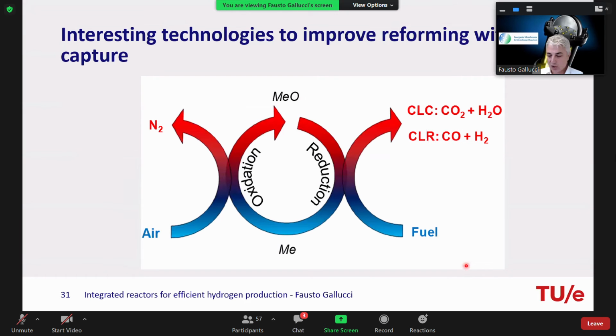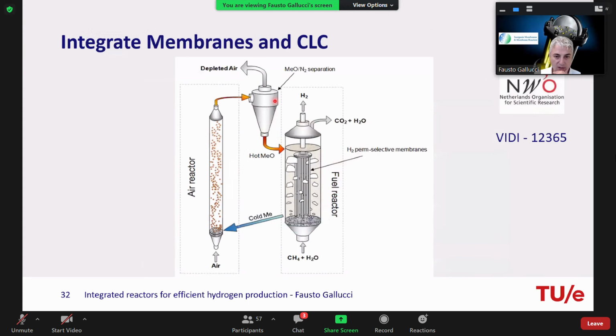What I did a few years ago is to use this system together with membranes, and I developed this reactor system in which we use the metal to get metal oxide, so to get very hot material and supply the energy to the steam reforming. And we use the membrane to produce hydrogen, and to make sure that this reactor works at lower pressure, so at lower temperature.